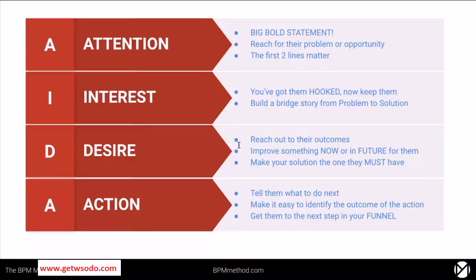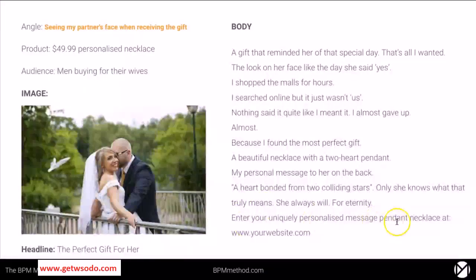Now I step them from interest to desire. I'm reaching out to their income, their outcomes, improving something that will change their situation for the better, and trying to create the solution that I believe they must have. So I want to create that desire and then tell them what to do next. I want them to get into the next part of my funnel: enter your uniquely personalized message pendant necklace at website.com.